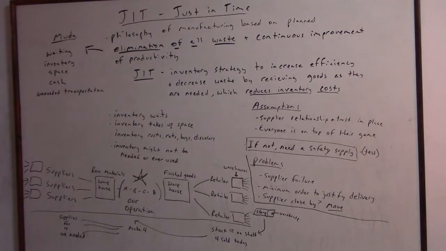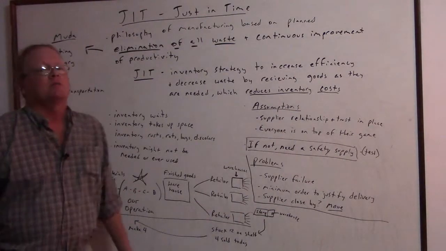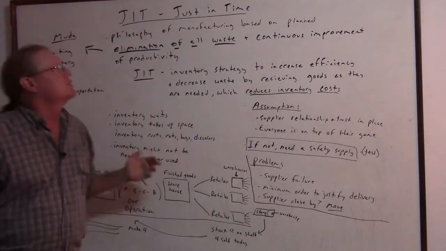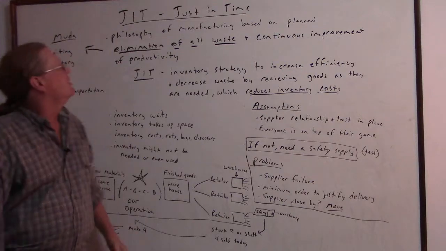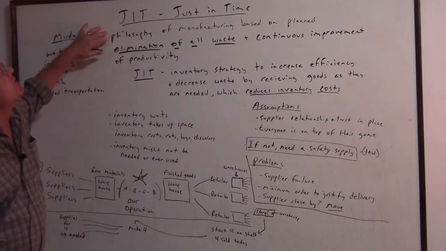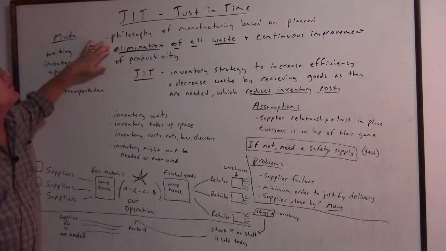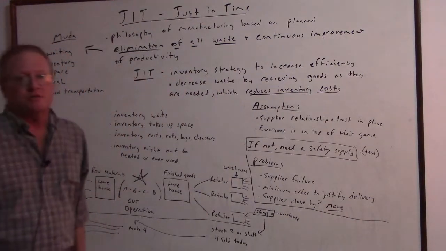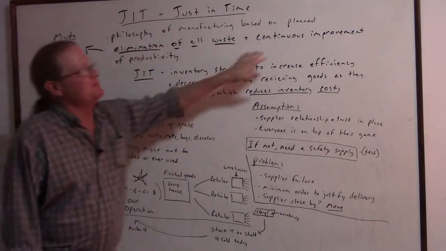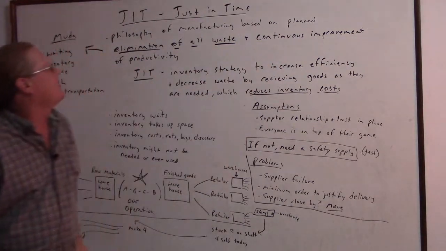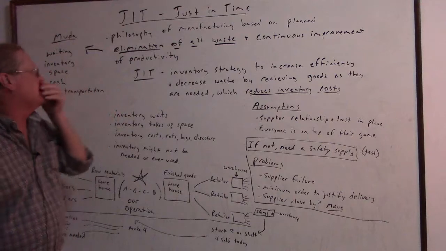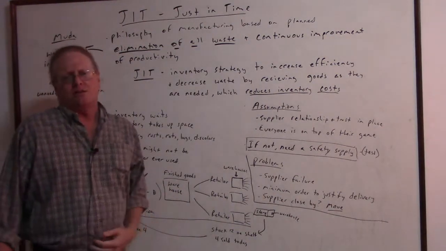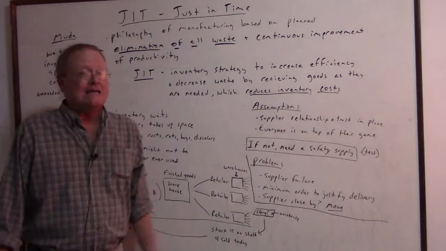Okay, our next topic is just in time, JIT. Now, I've got a definition here from the textbook. Pretty sure it's from the textbook. Philosophy of manufacturing based on planned elimination of all waste and the continuous improvement of productivity. We're not eliminating continuous improvement, we want that. But we're eliminating waste. Now this would be more of a definition, I think, for total quality management, if you want to call it that, or lean.